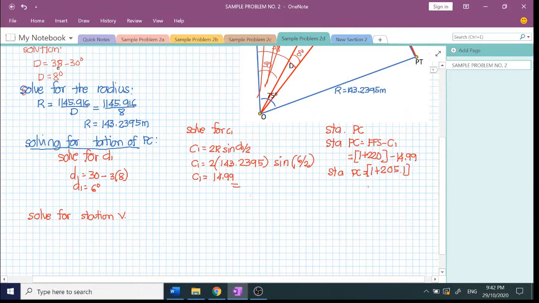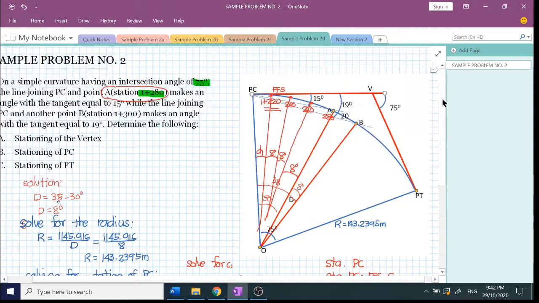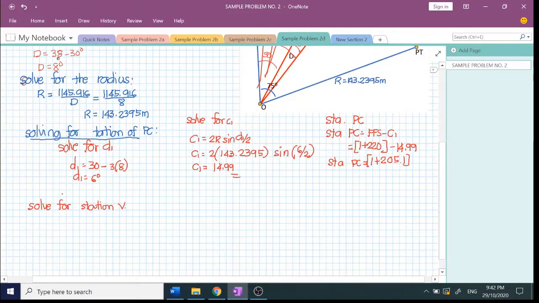So how do we get the stationing of the vertex? Let us go back to the illustration. Here is our vertex, and here is our PC, which we have already computed. From the PC, we shall be adding the tangent distance, then we can solve for the stationing of the vertex. So the stationing of the vertex will be equal to stationing of PC plus tangent distance, where the tangent distance can be computed as r tangent of I over 2.